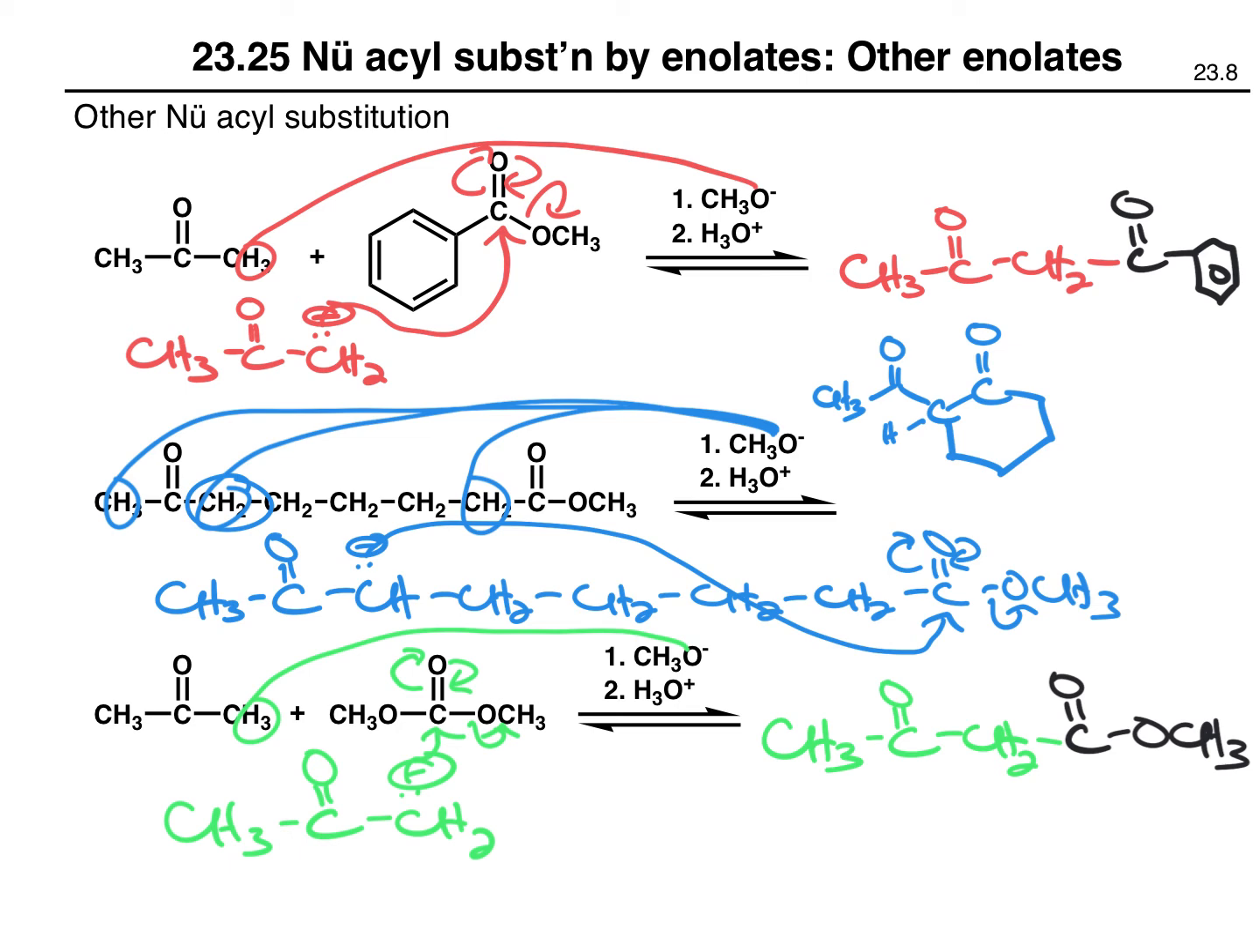So the take-home point from this slide is that, yes, other compounds can be used to form enolates that can then react with an ester. It's important to watch out for competing reactions. We couldn't use an aldehyde, for example, because the aldehyde enolate would do self-addition as well as react with the ester. So you have to watch out for competing reactions.